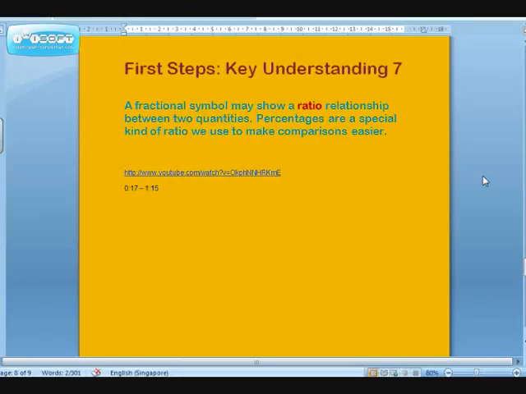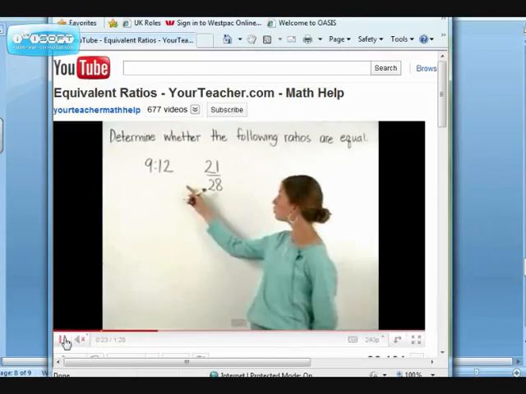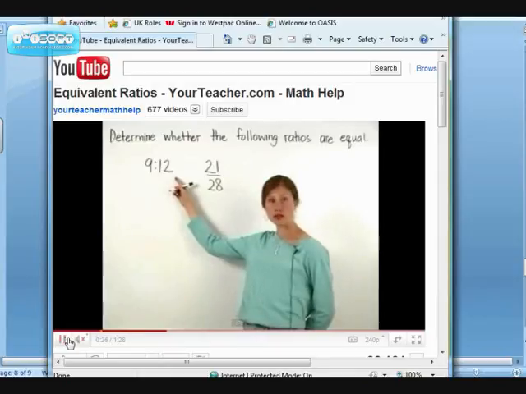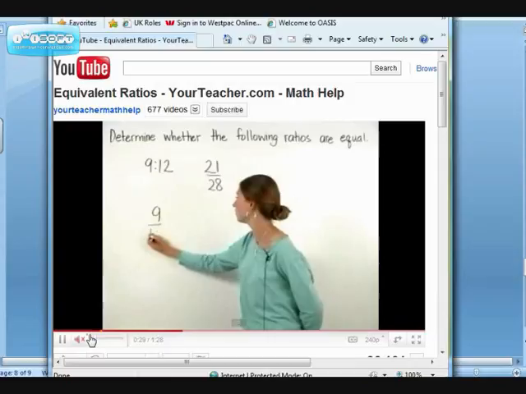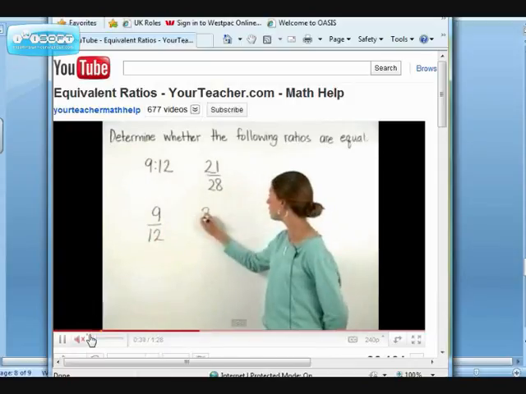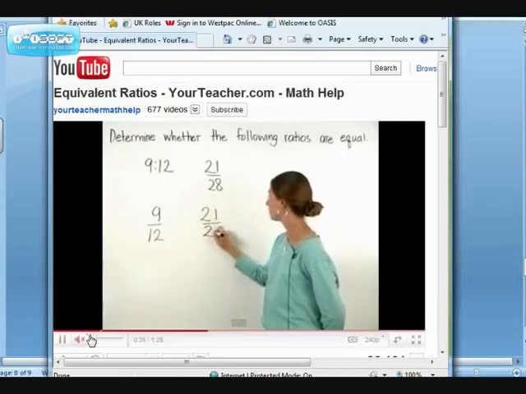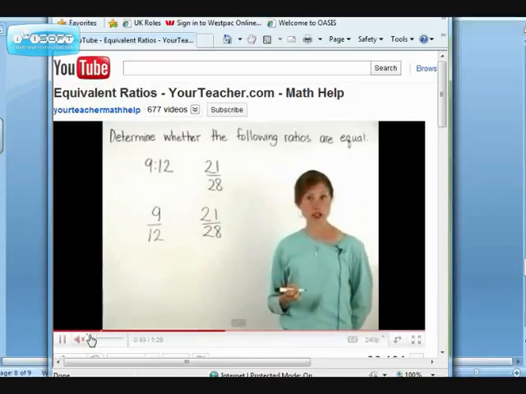ratio relationship between 2 quantities. Percentages are a special kind of ratio we use to make comparisons easier. In this YouTube video, again there's no sound and I do apologise, we can see that there's a ratio being represented which is 9/12. Here the teacher is making 9/12 into a fraction, and comparing it to the fraction of 21/28. This is getting to be a very abstract lesson.